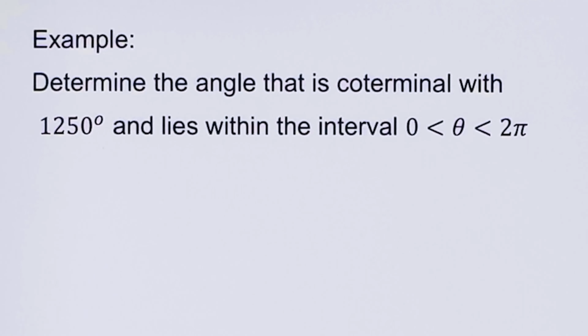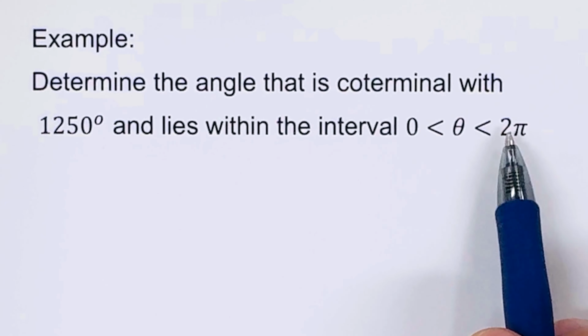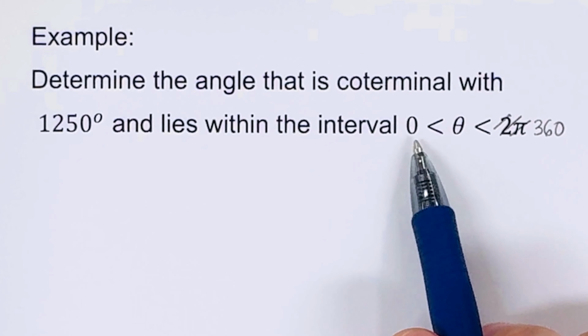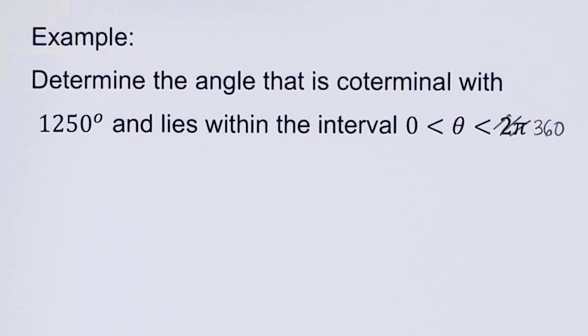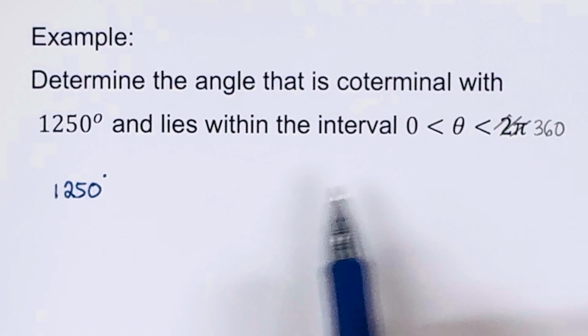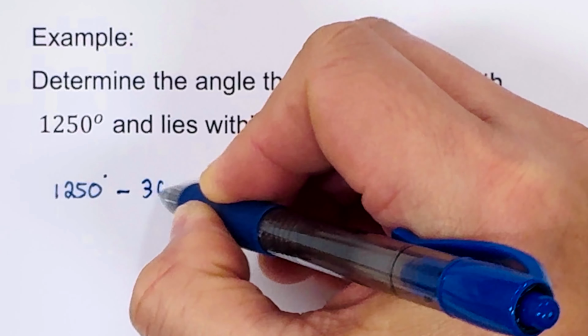In this example right here, we are given 1,250 degrees and we want the coterminal angle to be greater than 0 but less than 2 pi or 360. So our restriction here is that it should be between 0 to 360. So I go ahead and write this down. Again, to get the coterminal of an angle, we either add or subtract 360. So in this case right here, we want this to go down between 0 to 360. So we're subtracting 360 from this.